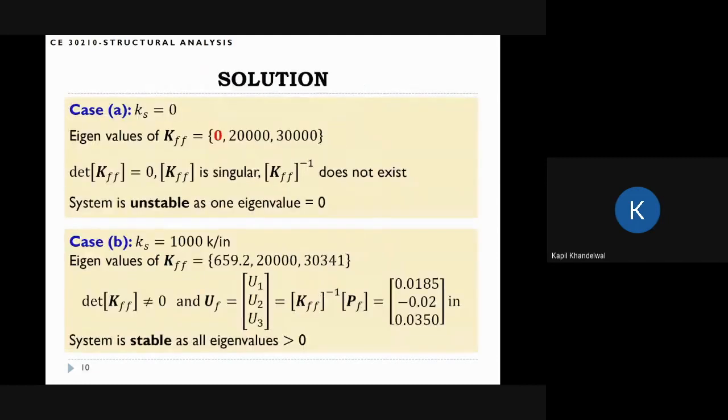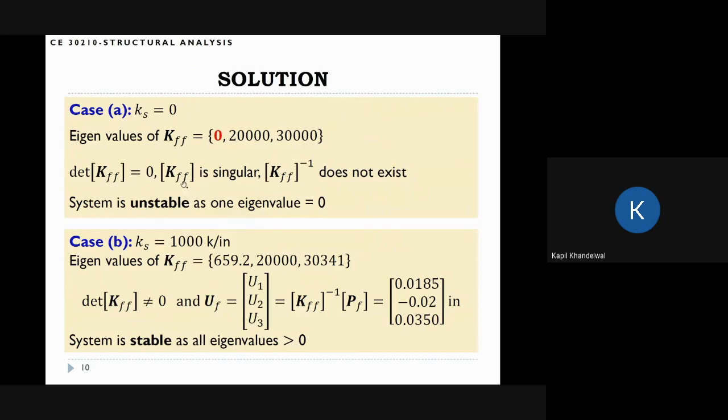So let's go forward. In the first case, I'm assuming that KS is equal to 0. So there is no spring. And for this case, I calculated the eigenvalues of KFF. So there are 3 eigenvalues. The first eigenvalue is 0. The next 2 eigenvalues are these numbers. So you can see that one of the eigenvalues is 0. It means that the determinant of KFF is 0.